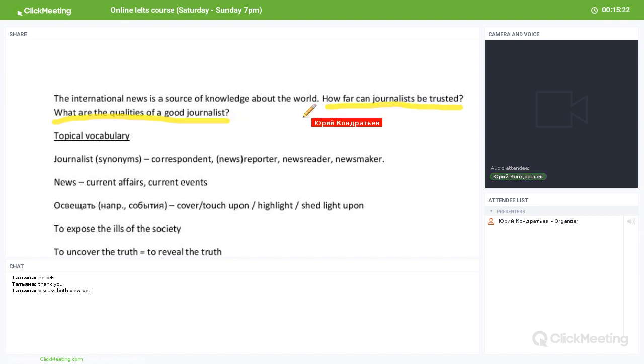So maybe you can, for example, say that there is one quality, and journalists should be trusted. Another quality, journalists should not be trusted. The variant that I'm going to show is not the only possible variant. So, some topical vocabulary. Journalist. There are some synonyms like correspondent, news reporter, newsreader, or newsmaker.